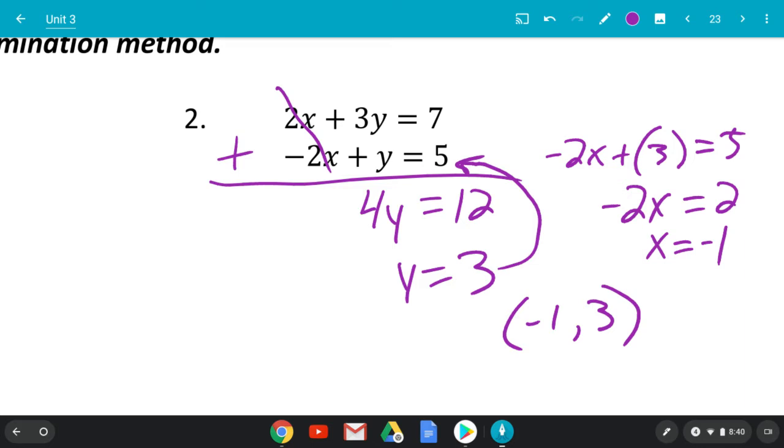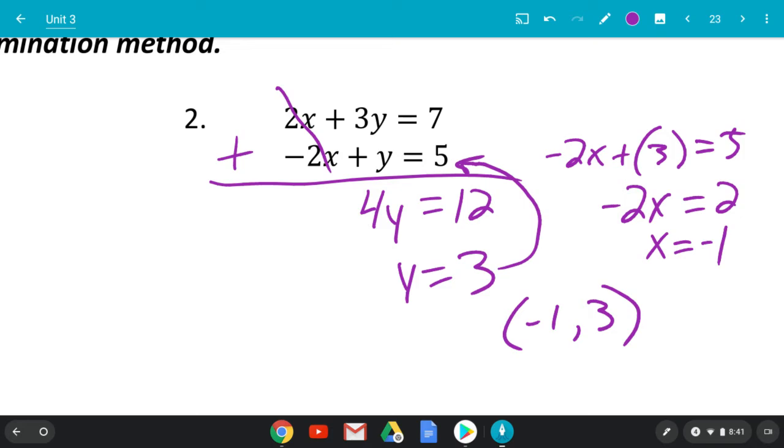How many people like the elimination method? Now, how many people like the substitution method? I did too. It was easy. But it depends on what your equations look like. Certain equations lend themselves to certain methods of solving. And that's what you need to figure out. Which one should I graph? Which one should I use substitution? Which one should I use elimination? You'll get to figure that out over the course of this unit. Can I get an amen?